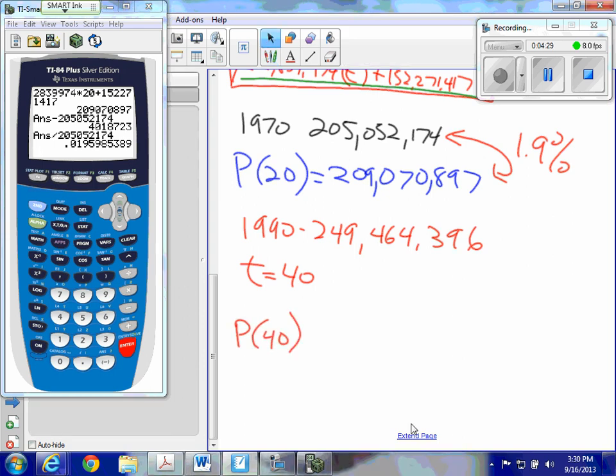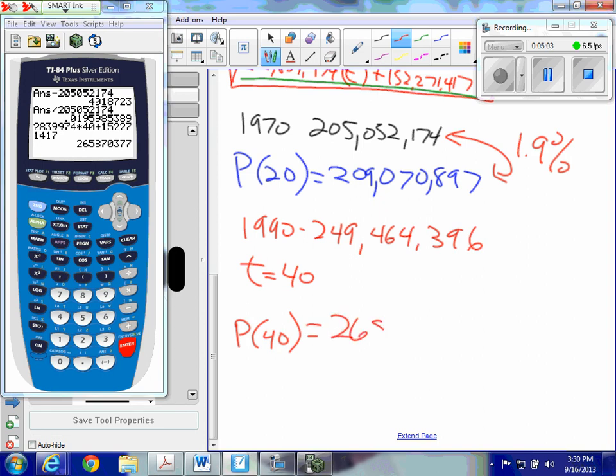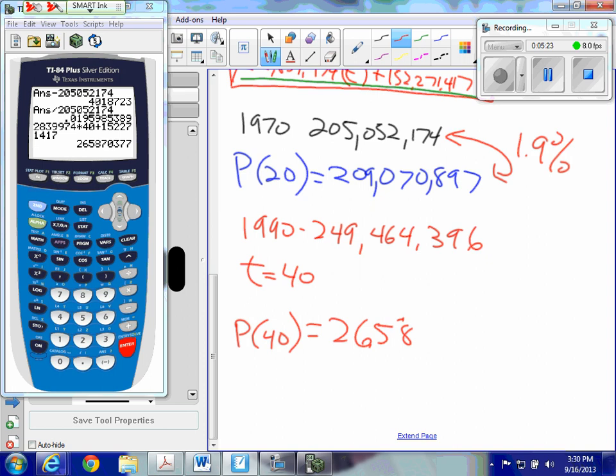Let's just plug it in here. I'm going to go up to this equation that I had right here, and I'm going to enter. So it just replaces it right down at the bottom. But I'm going to change 20 to 40. And I get that P40 equals 265,870,377. Uh-oh, I made a mistake. There's my commas in the right place.